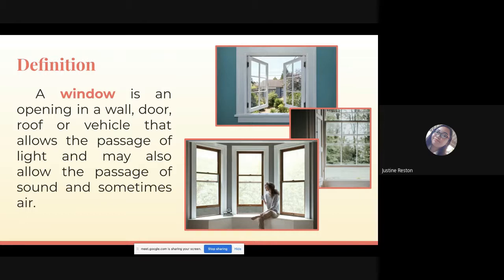Modern windows are usually glazed or covered in some other transparent or translucent material, as such set in a frame in the opening. Many glazed windows may be open to allow ventilation or closed to exclude inclement weather. Windows may have a latch or similar mechanism to lock the window shut or to hold it open by various amounts.